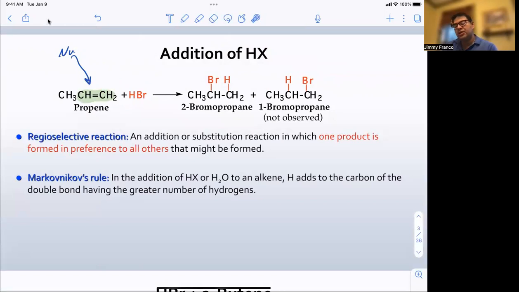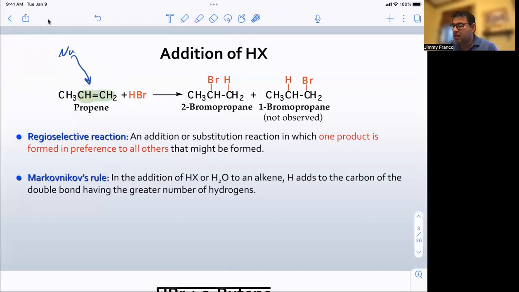Now, what makes this one a little bit tougher is you could add a hydrogen to the carbon on the outside or the inside, and then you could add the bromine either to the carbon on the inside or the outside. So you could add to either one. Now, they only add to one of them, and so we want to be able to predict which way it's going to go. And this idea of having a selectivity for one carbon versus the other is called regioselectivity. So the term regioselectivity just means that when you're adding across a group of atoms, one product is formed over the others, that there's a bigger preference.